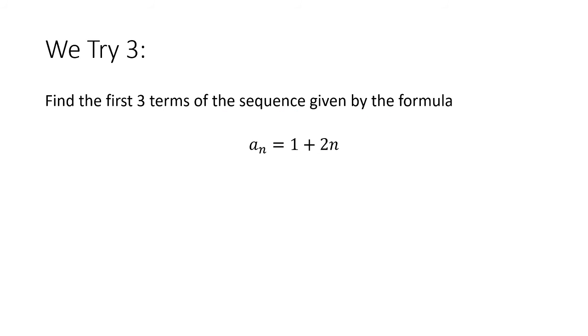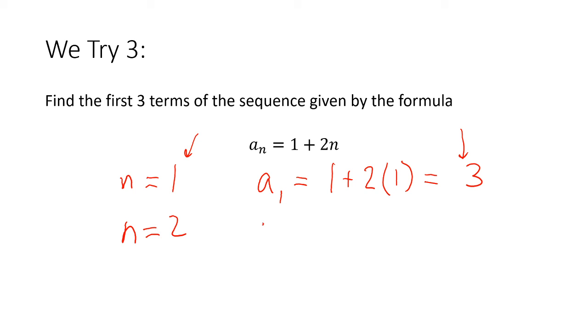So find the first 3 terms of the sequence given by this formula, 1 plus 2 times n. So for n equals 1, a sub 1 is going to be 1 plus 2 times 1. 2 times 1 is 2 plus 1 is 3. So the first term in the sequence is going to be 3.